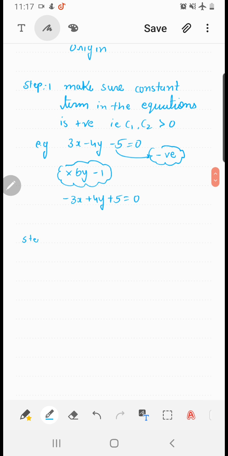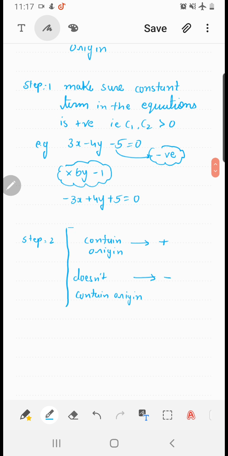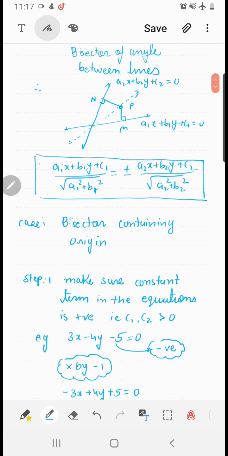In the second step, you need to just remember one table which says: contain origin, then use plus sign. Does not contain origin, then use negative sign. What I'm basically talking of is the sign which we wrote in the formula of the angle bisector. So all the cases which I'm going to discuss in this video are just going to give you the idea of when to select plus and when to select minus. Otherwise the formula for the bisector will remain the same.